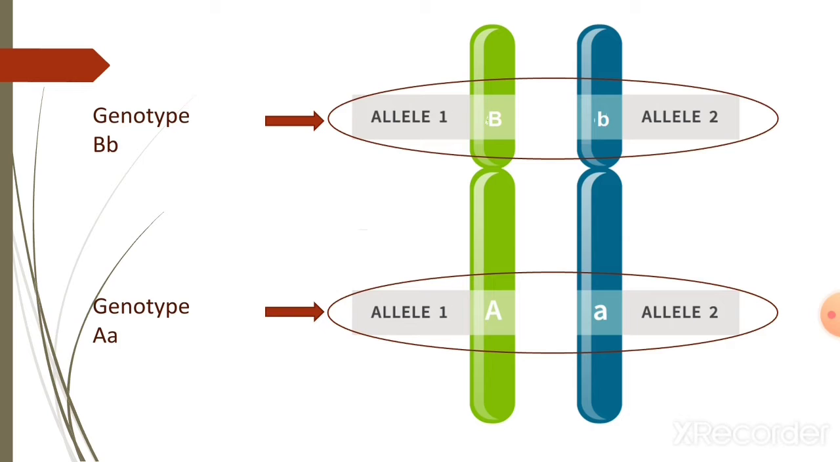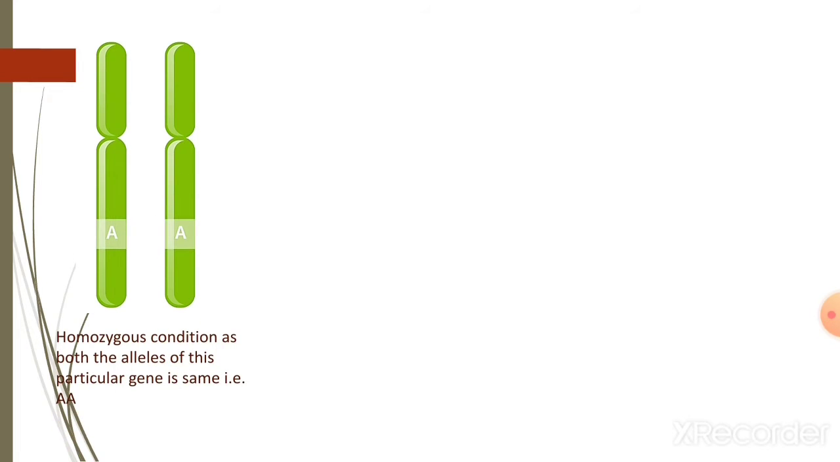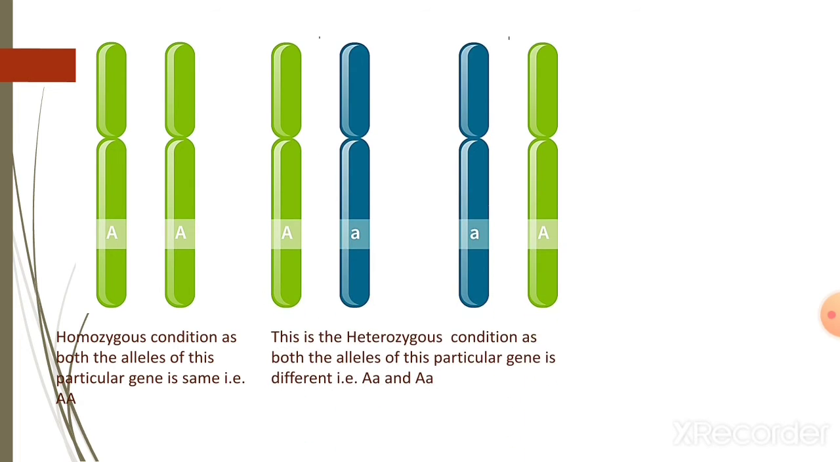Genotypes can be homozygous and heterozygous. If there are two identical alleles at a particular locus, then this condition is known as homozygous. And if the two alleles differ at a particular locus, then this condition is known as heterozygous. Alleles contribute to the organism's phenotype, which is the outward or physical appearance of the organism.